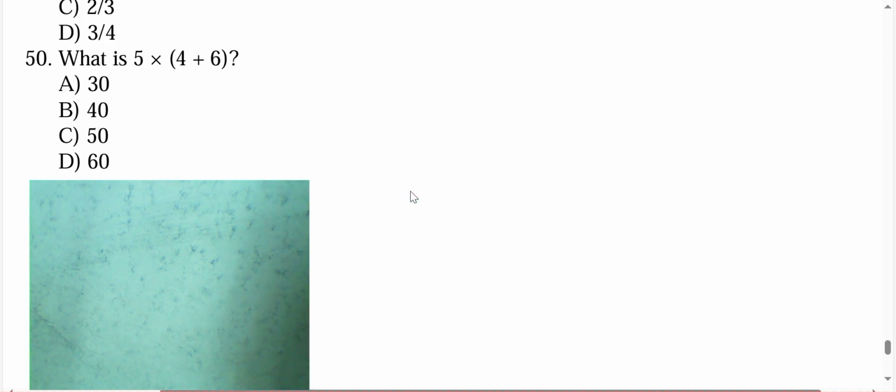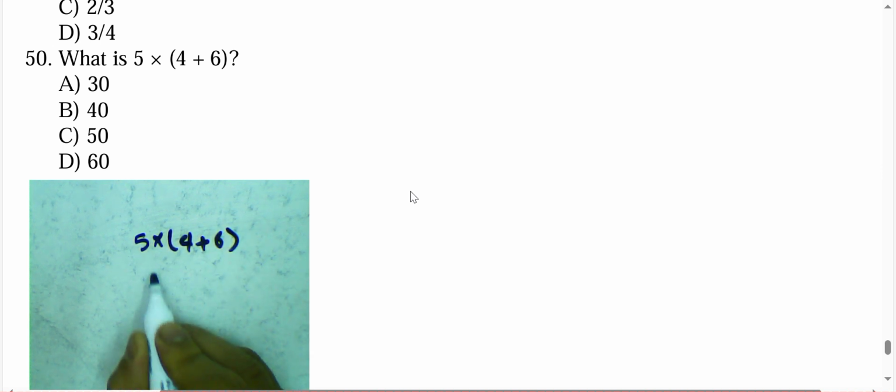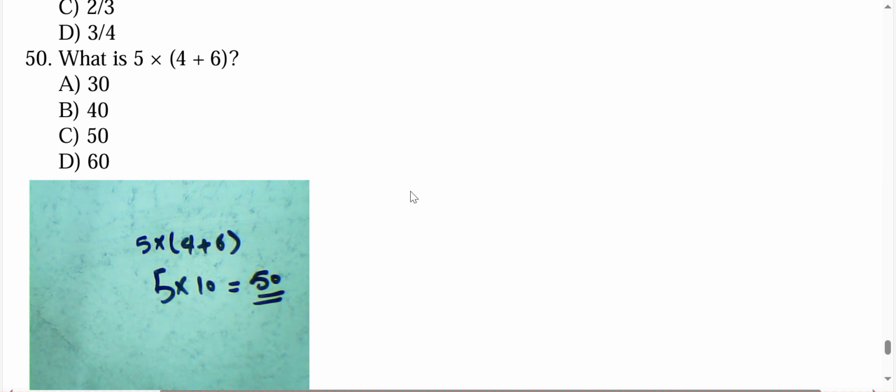Last question, number 50. What is 5 times 4 plus 6? We can write 4 plus 6 here equals 10. And then 5 times 10 equals 50. Choose letter C. Okay, it's the last question.